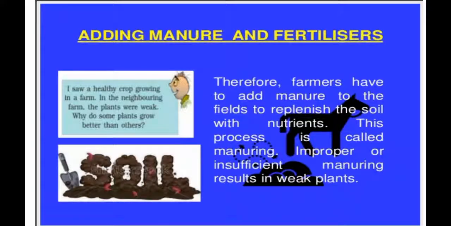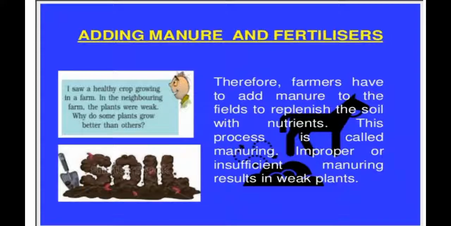Farmers have to add manure to the field to replenish the soil with nutrients. This process is called manuring. Improper or insufficient manure results in weak plants. Sometimes they use manure from a compost pit, which you studied in class 6 and how it is done. That also we can do.